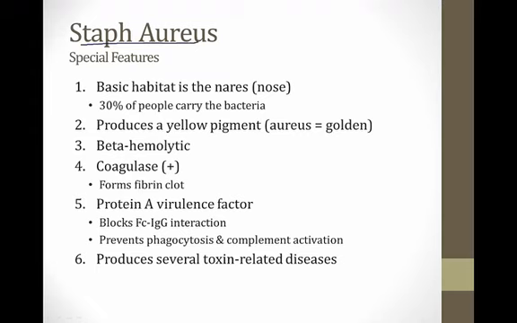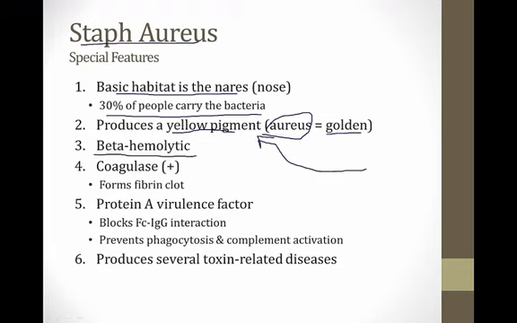First of all, you should know that its basic habitat is the nares, or the nose. About 30% of people carry Staph aureus. We don't really understand why these bacteria can live benignly in the nose for so long and then sometimes cause infections. Staph aureus produces a yellow pigment, and you need to know that. An easy way to remember it is that the word aureus actually means golden, and it's named for that reason because it makes this yellow golden pigment.